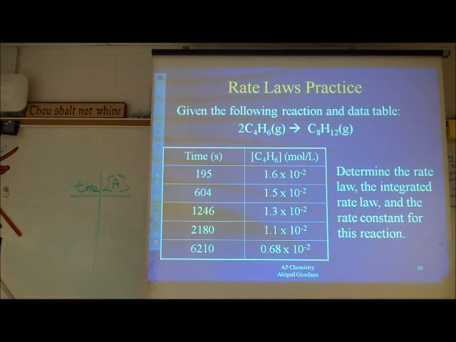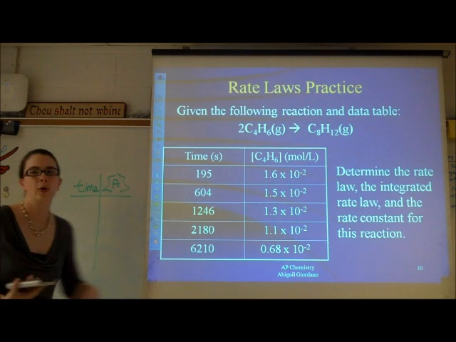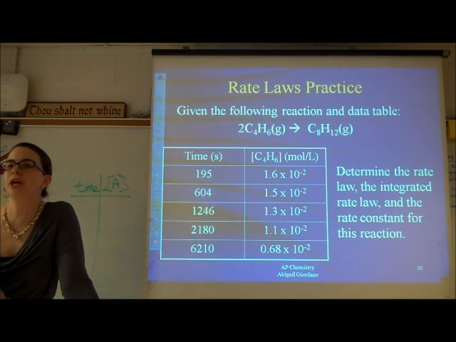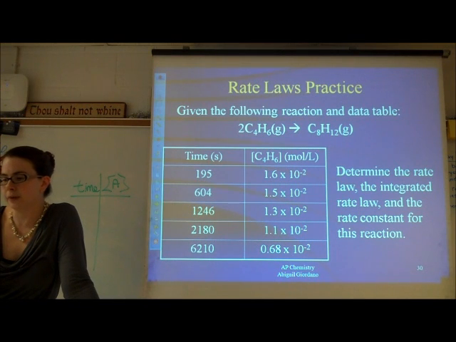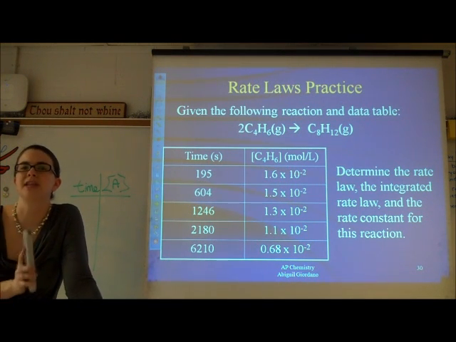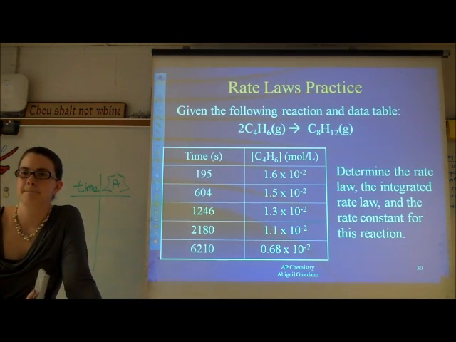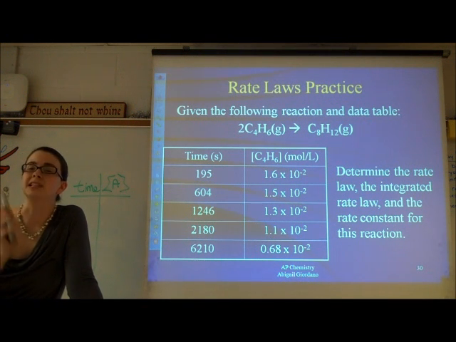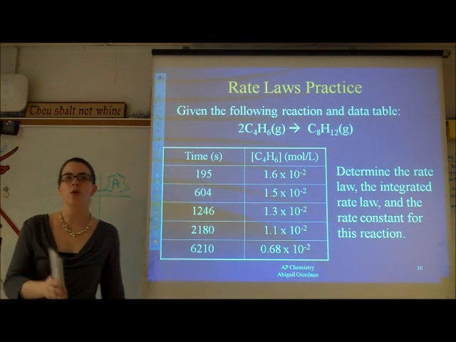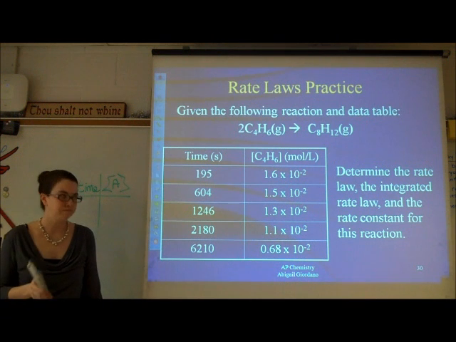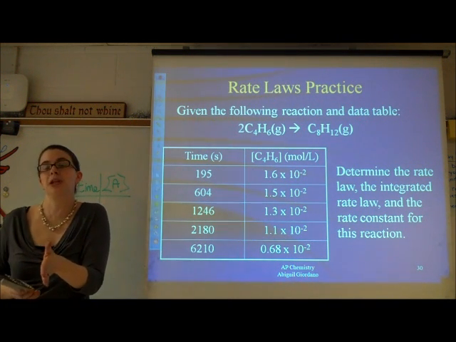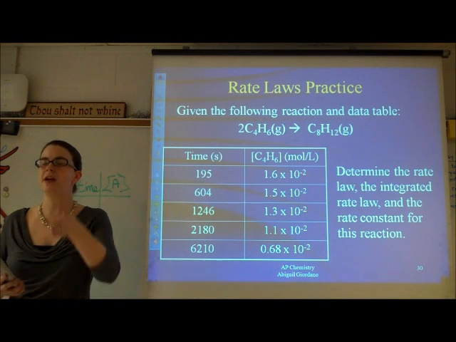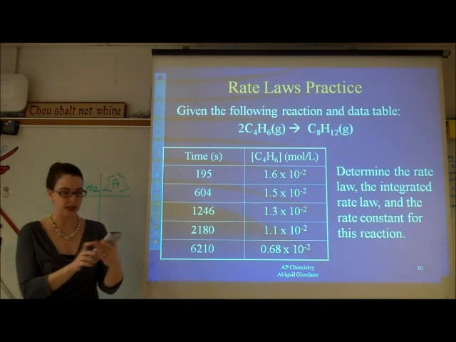Ladies and gentlemen, do those points look like they are in a straight line to you? No. They don't look like they're in a straight line to me either. What does that mean? It's not a zero order reaction. It is not zero order data. Okay, fine. Let's now test for the next one. Let's see if this is first order data.